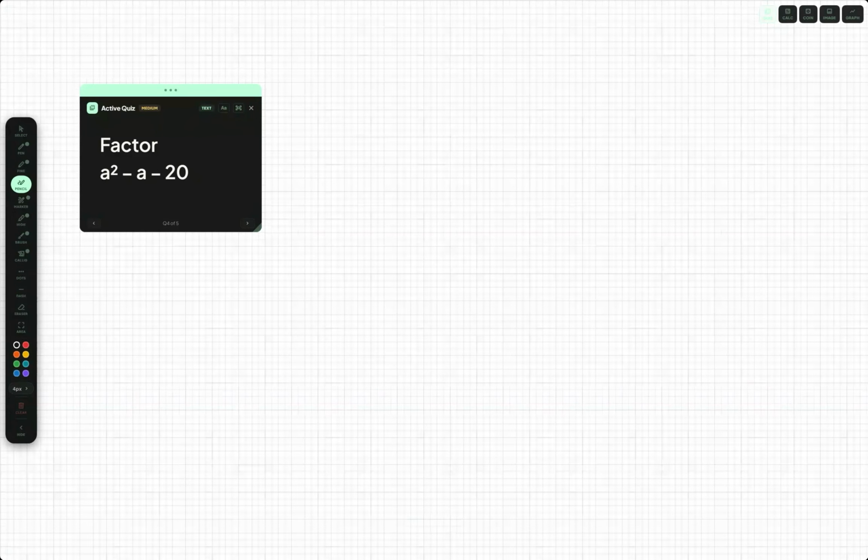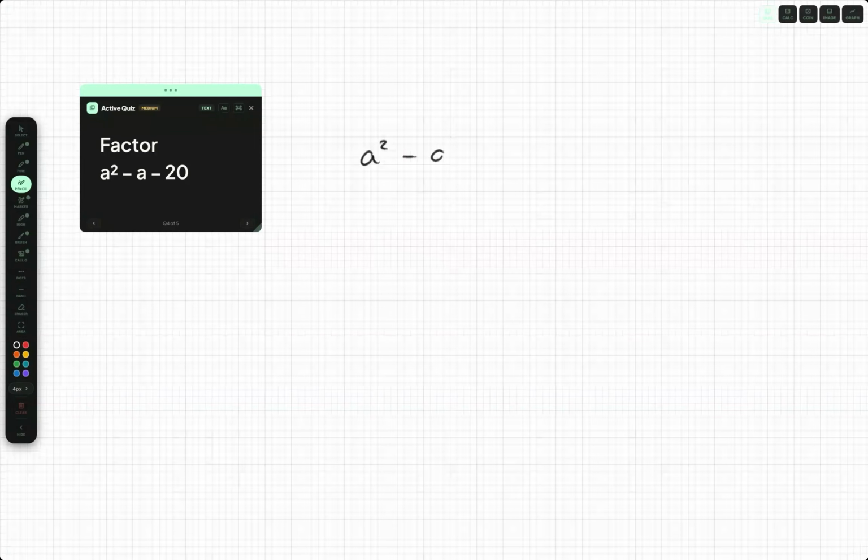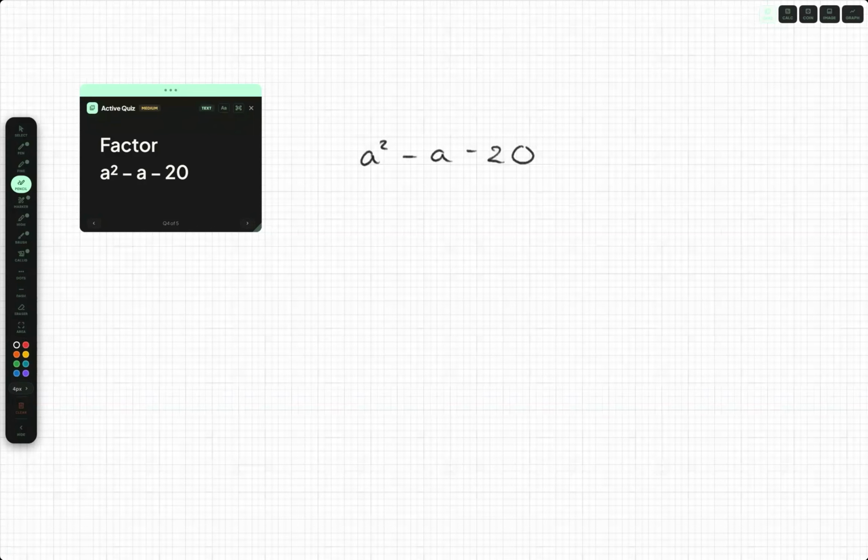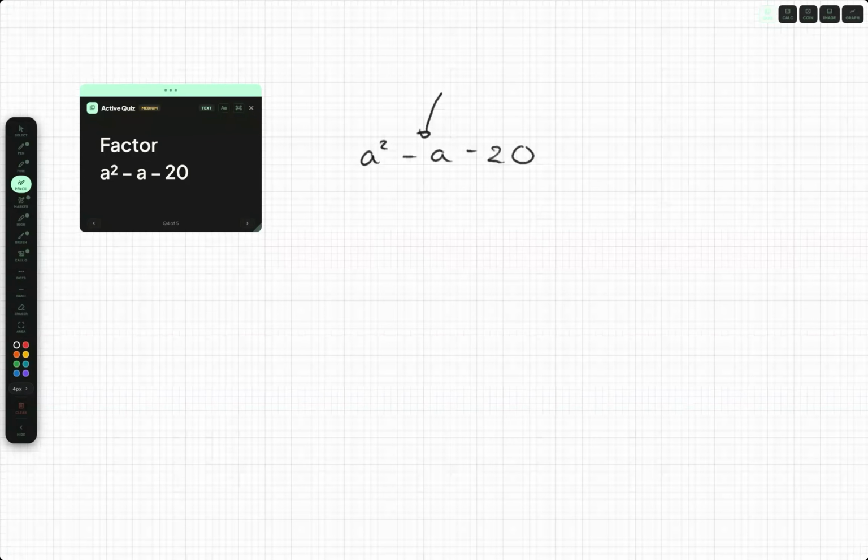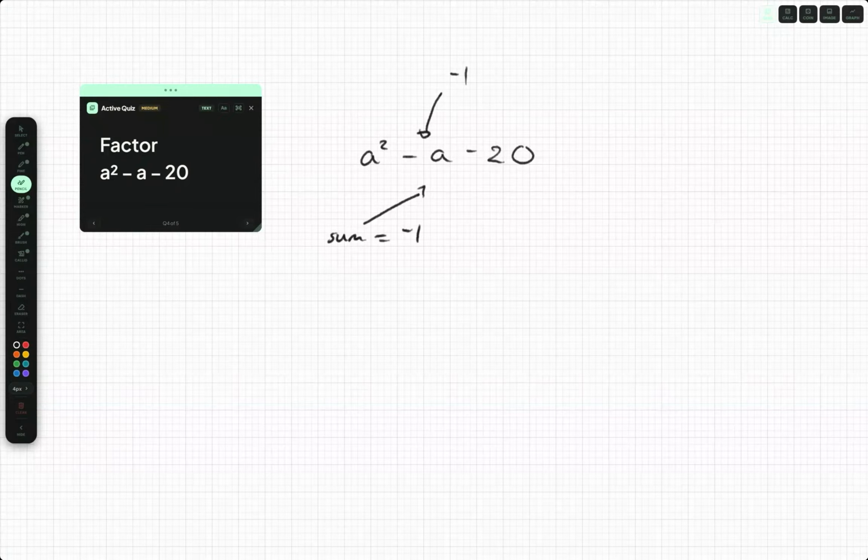Alright, let's do another one. So we have a squared minus a minus 20. So hidden here is negative 1. There's always the coefficient of 1 in front of just a single or lone pronumeral. So we can imagine the coefficient here is negative 1. So the sum must equal minus 1.